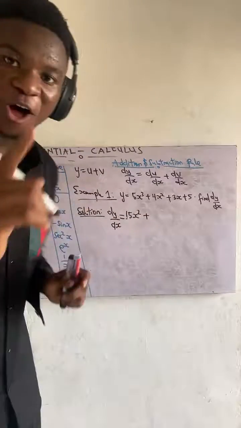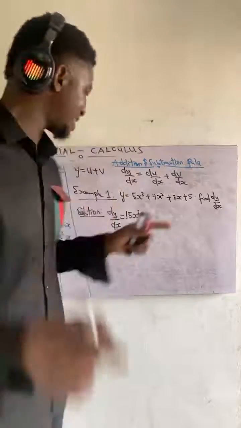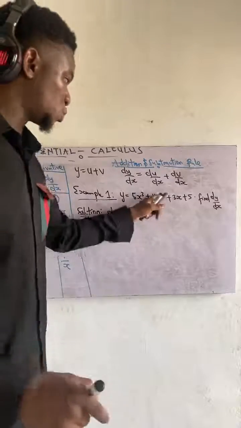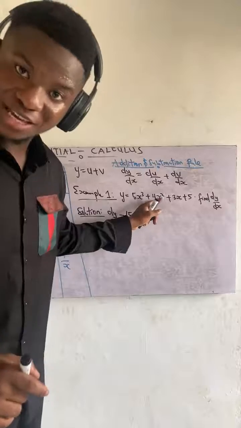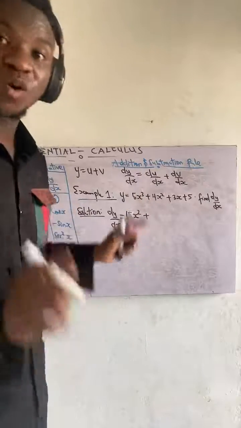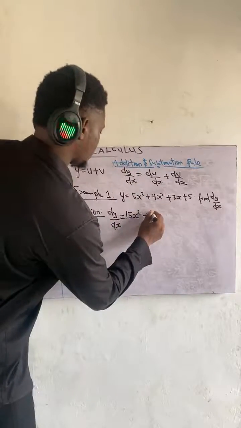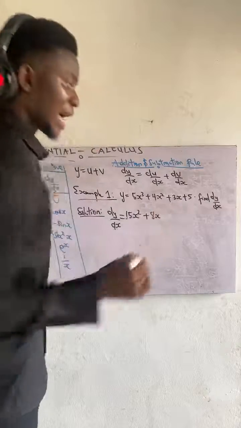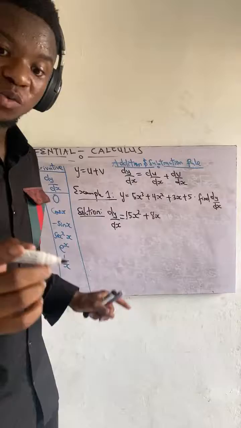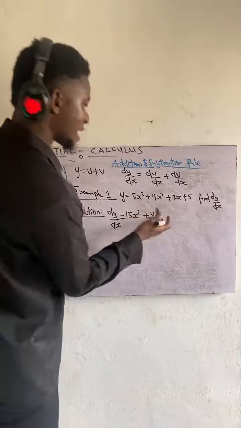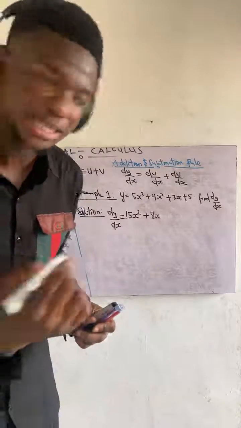Plus, I will also repeat the same process for this. The power is 2, right? I'm going to use this 2 to multiply the coefficient of x, which is 4. So 2 times 4 is 8x. And I would also minus 1 from that power 2. It will remain 1. And that is 8x, because anything raised to power 1 is that thing.